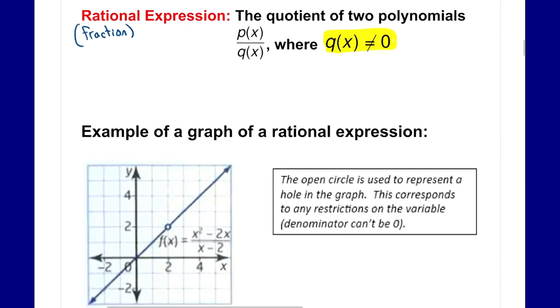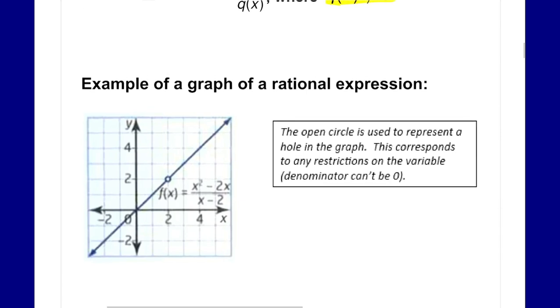So what does a graph of a rational expression look like? Well, this is what one of the possible rational expressions looks like. And there is something different in this graph that you may not have seen in other graphs that you've looked at. And that is the fact that we have a hole. There is an open circle in our line. So we have a hole at x equals 2. And if we look at the function, f of x is equal to x squared minus 2x divided by x minus 2, why might we have a hole at x equals 2?